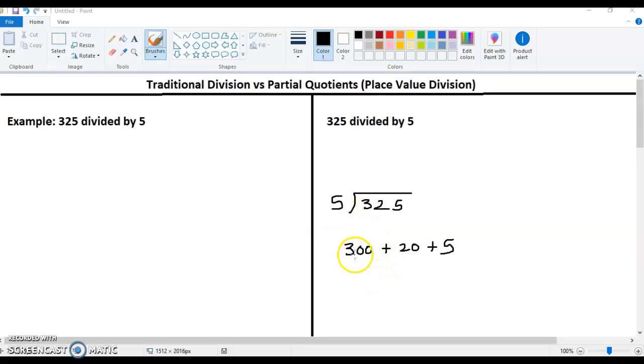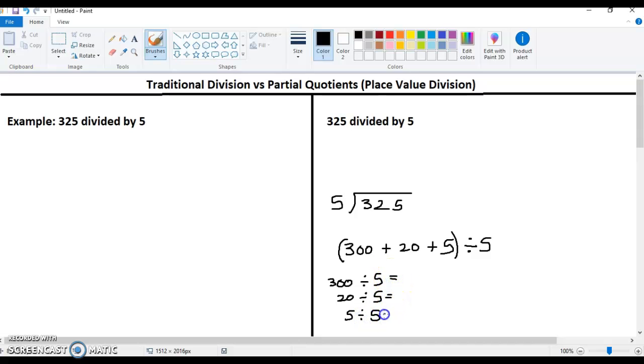Okay, so I took the number underneath the division sign and I wrote it in expanded form. And now I'm going to take all three of these numbers and divide all three of them by 5, but one at a time. So I have 300 divided by 5, I have 20 divided by 5, and then I have 5 divided by 5.